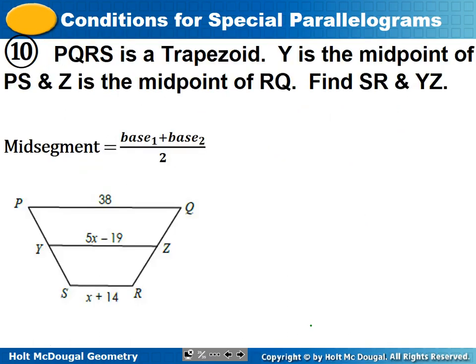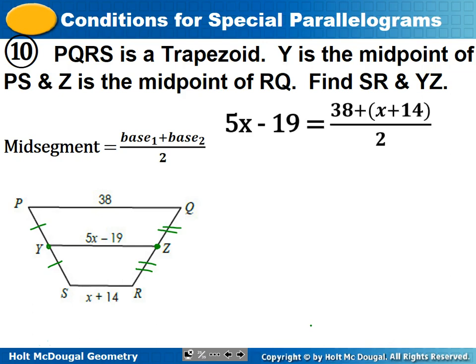Number 10, PQRS is a trapezoid. Y is the midpoint of PS, and Z is the midpoint of RQ. So that means this is congruent with this, and this is congruent with this. And that also tells me that YZ is my mid-segment. So I'm going to set 5x minus 19 equal to (38 plus x plus 14) over 2. I'm going to multiply both sides by 2 again, and I'm also going to combine my like terms.